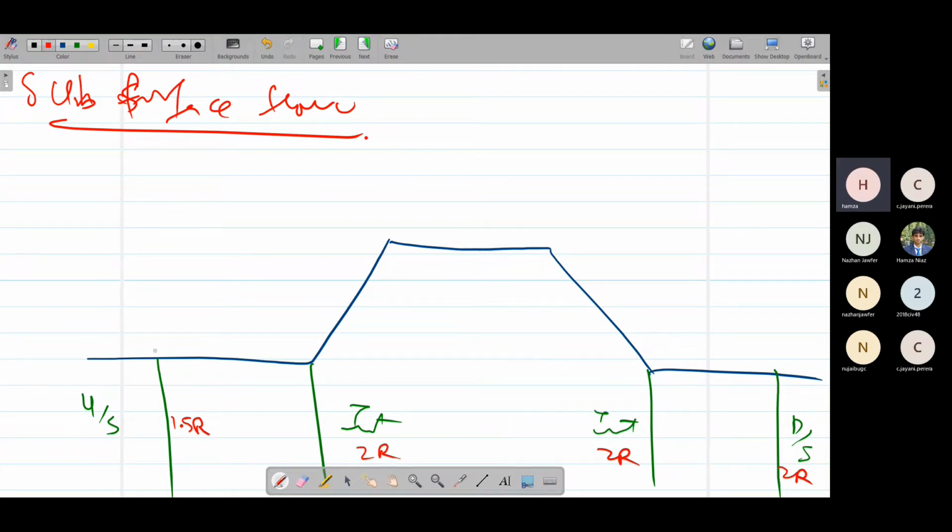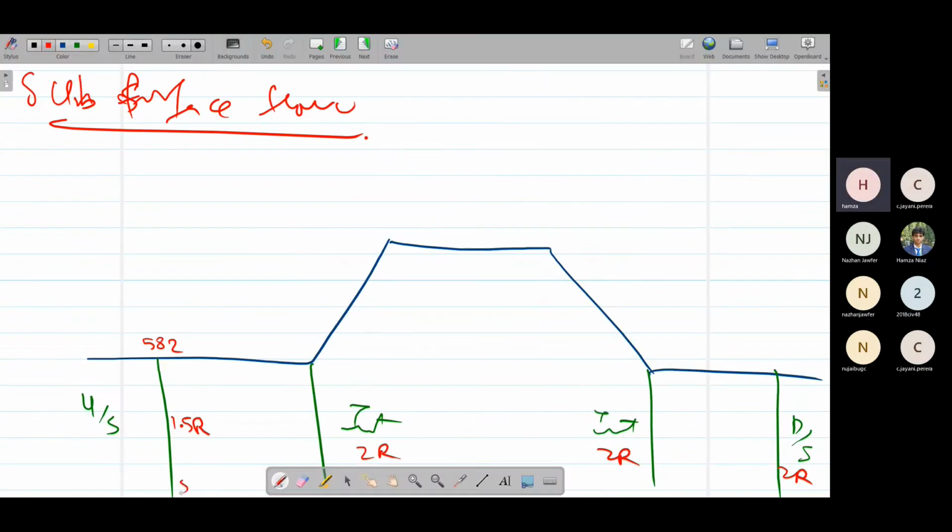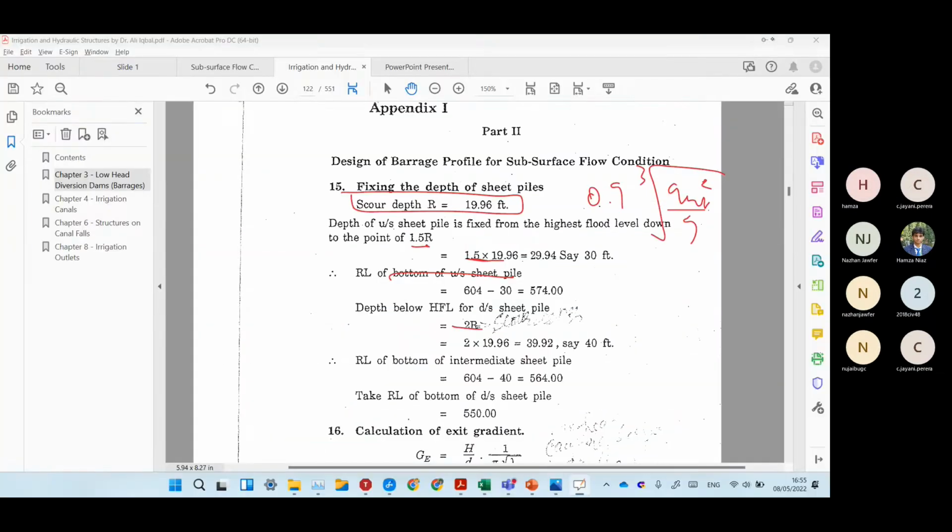Now we know here the upstream river bed level is 582. If we subtract 1.5 R from this 582, we'll get the reduced level of the bottom of the upstream sheet pile. So we can get the upstream sheet pile as 574. This is 574. And again for the others we have 40, 40.